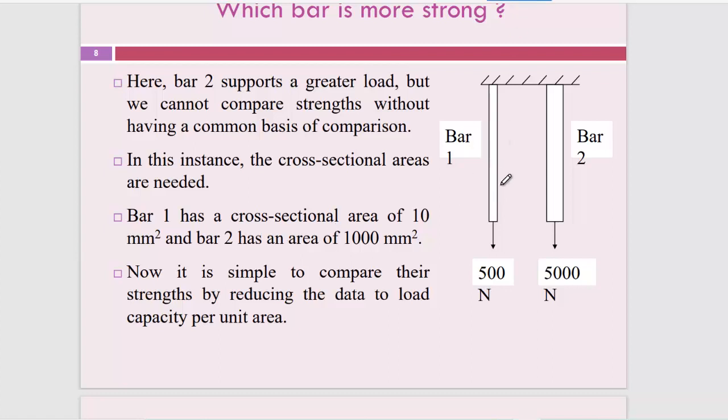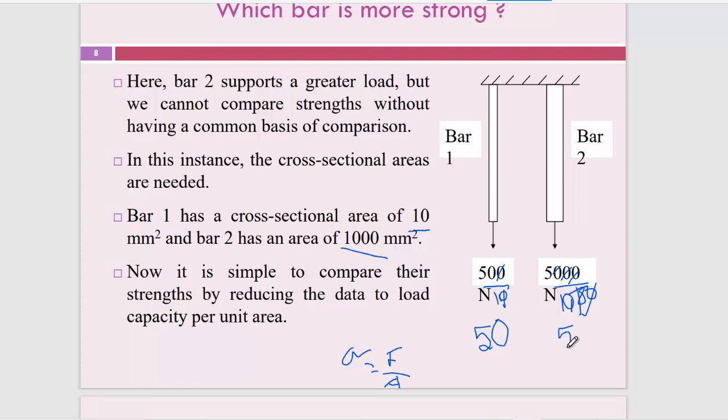So consider that bar 1 cross-sectional area is 10 millimeter square and bar 2 is 1000 millimeter square. If you want to calculate the stress, force over area, right? The force is 500, area is 10. So stress is 50 megapascal. And this area is 1000, then 5000 over 1000, so this is 5 megapascal. So this one is 50 megapascal stress and this one is 5.